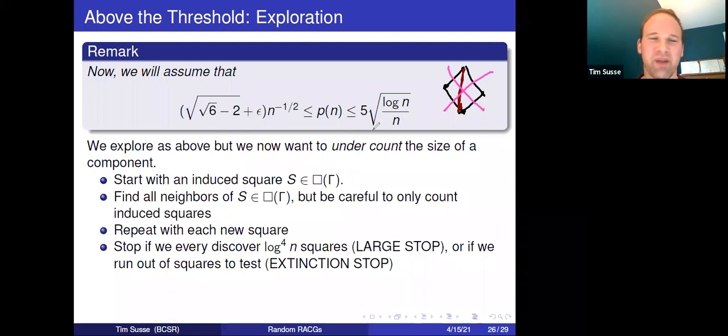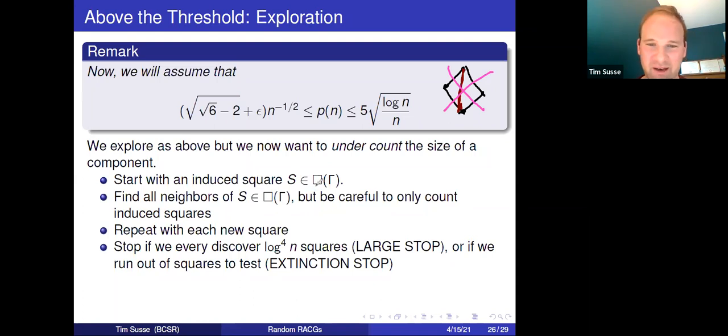One way we can make our lives easier is to assume that we have a density that's at least our threshold and at most 5 square root log n over n. This is significant because that was the threshold that we had in our 2018 paper. So we explore as above, but where in the subcritical phase we wanted to overcount the number of squares, now we want to drastically undercount the number of squares and the size of a component. This is just to avoid accumulating too much dependence.